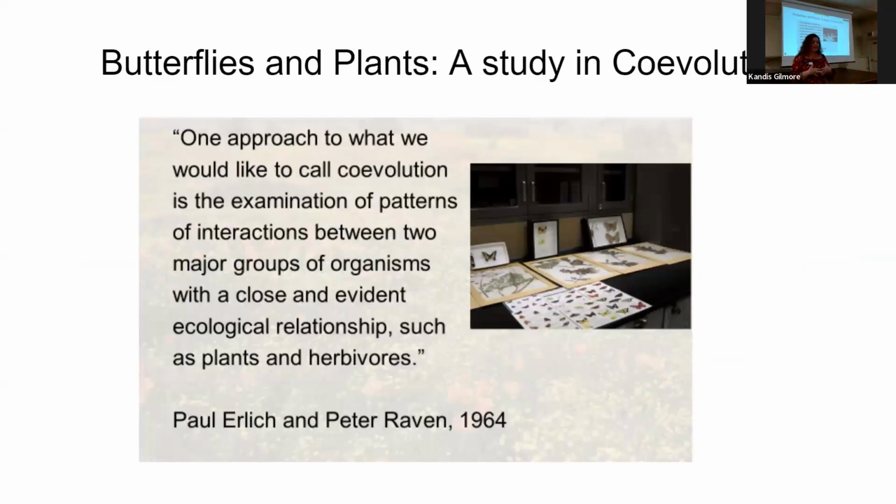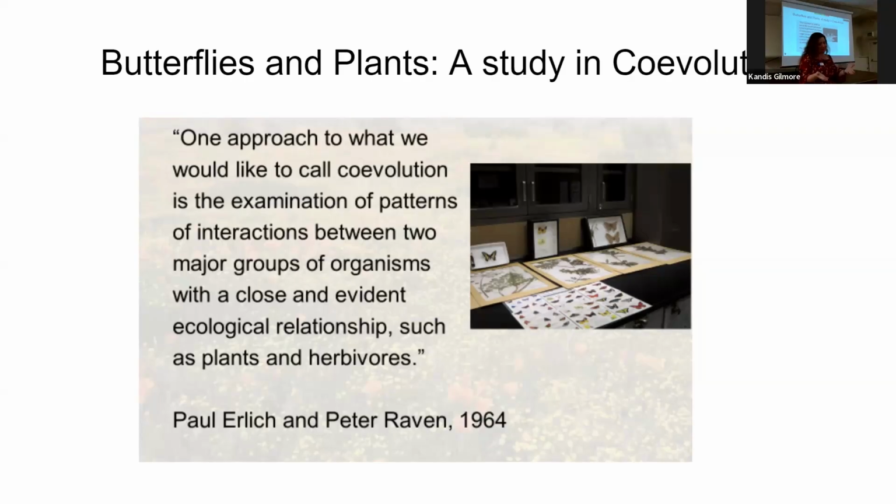In 1964, Paul Ehrlich and Peter Raven put out a big paper where they looked at all the different families of butterflies in the world and what their host plants were. They gathered a lot of different information and made a bunch of generalizations and found patterns about how the plants chemically defended themselves and how different larvae of caterpillars coevolved to be able to handle those toxins and kind of use them to their advantage.